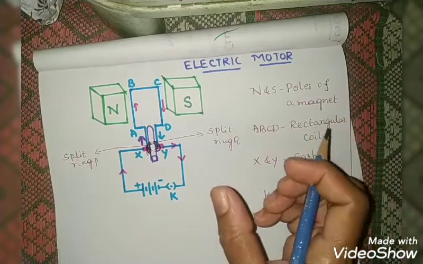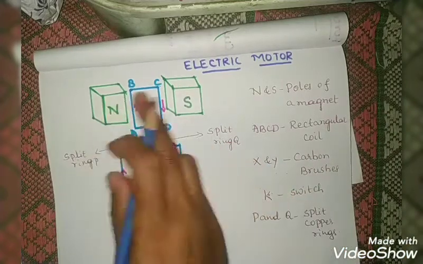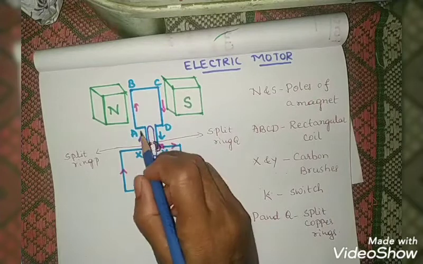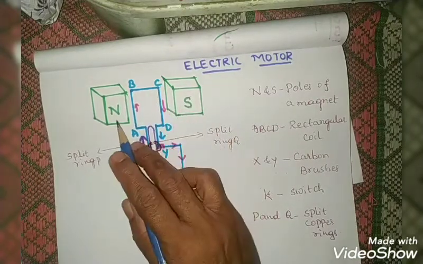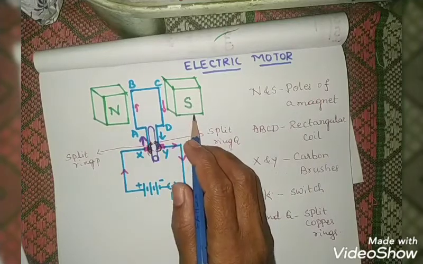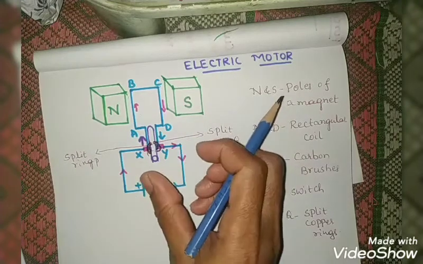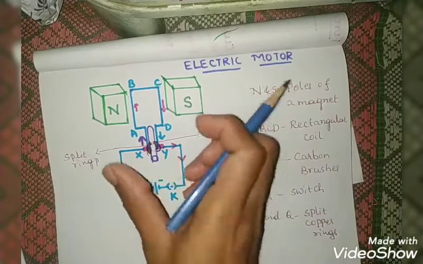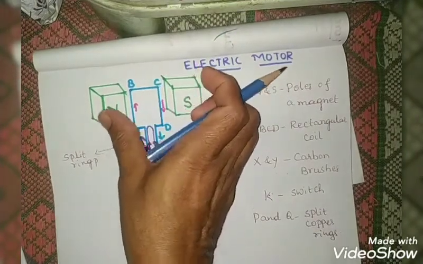And where is this copper coil placed? The copper coil is placed between the two poles of the magnet. You can observe here the copper coil ABCD is placed in between the magnets, that is, the poles of the magnets. And it produces a magnetic field, right? So our copper coil is ready in between the magnetic field.